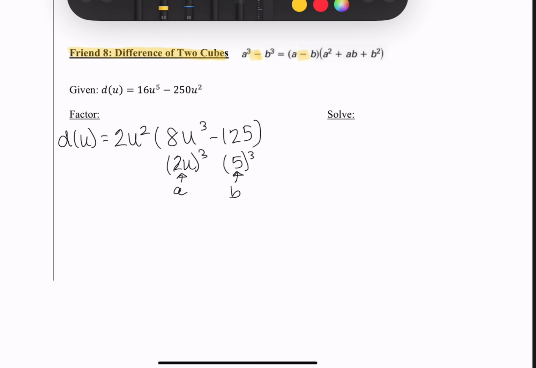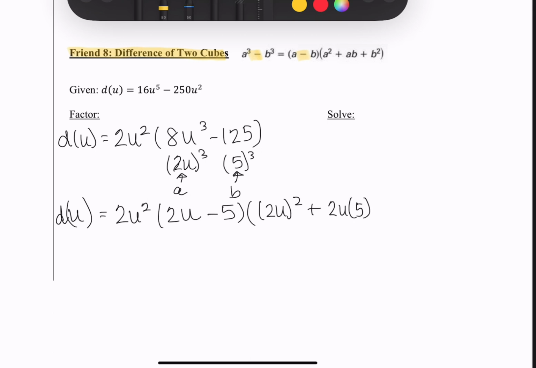When I continue to factor this, I keep the greatest common monomial. And now I follow the pattern. So my a is 2u. So I'm going to have 2u, and my b is 5. So minus 5. Now I take my a and I square it. So I'm going to have in my parentheses here 2u squared. Then I add to it a times b, or 2u times 5. And I add to that b squared, which is 5 squared.